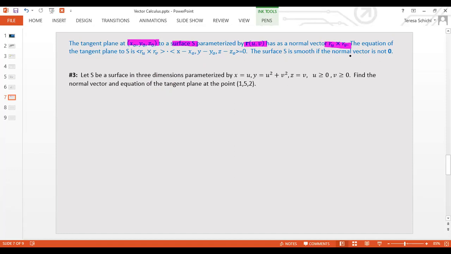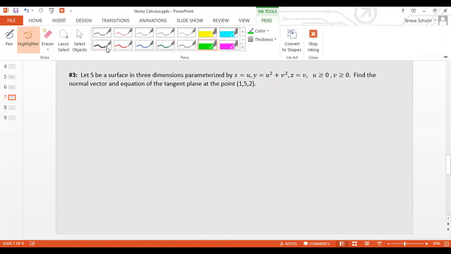Because it's a perpendicular vector, that uniquely determines planes. We learned a few units back, when we talked about geometric space, that the normal vector uniquely determines the plane. So the r_u cross r_v is the normal vector. Our tangent plane will be this normal vector dotted with (r minus the point). We say the surface S is smooth if the normal vector is not zero, because then you'll be able to find the tangent planes.